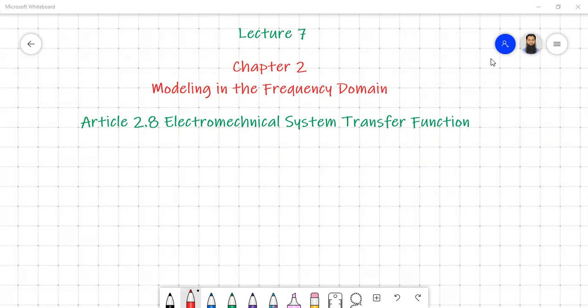Today, in the first topic, we will try to merge the electrical and the mechanical systems and try to find out the corresponding transfer function. For that, we will start with the DC motor.